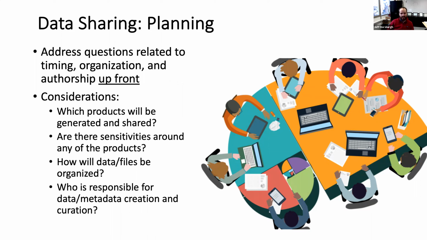Are there any sensitivities around any of those products that you need to be thinking about? And by sensitivities, I mean not only human subjects data and personally identifiable information, but also at what point are we going to be ready to put those data out there, given that somebody's writing a paper about those data and we want to make sure that we get our paper out there first, right?